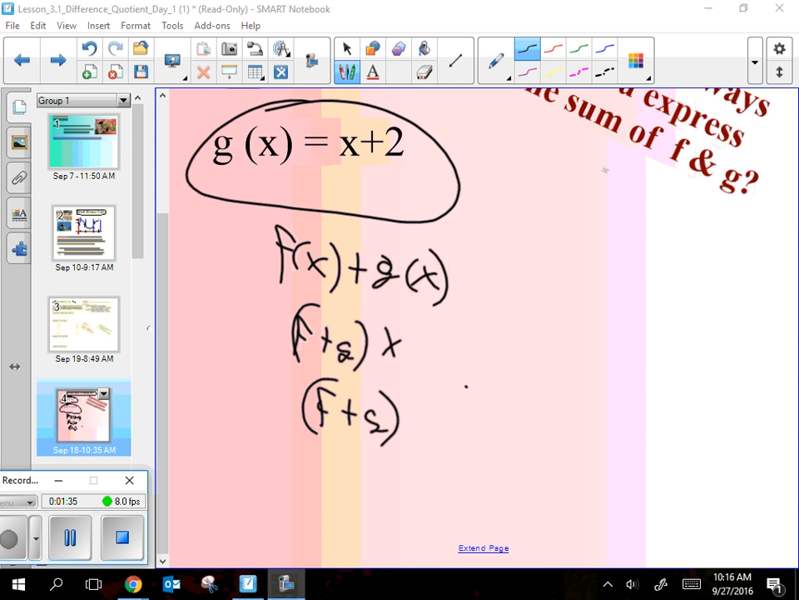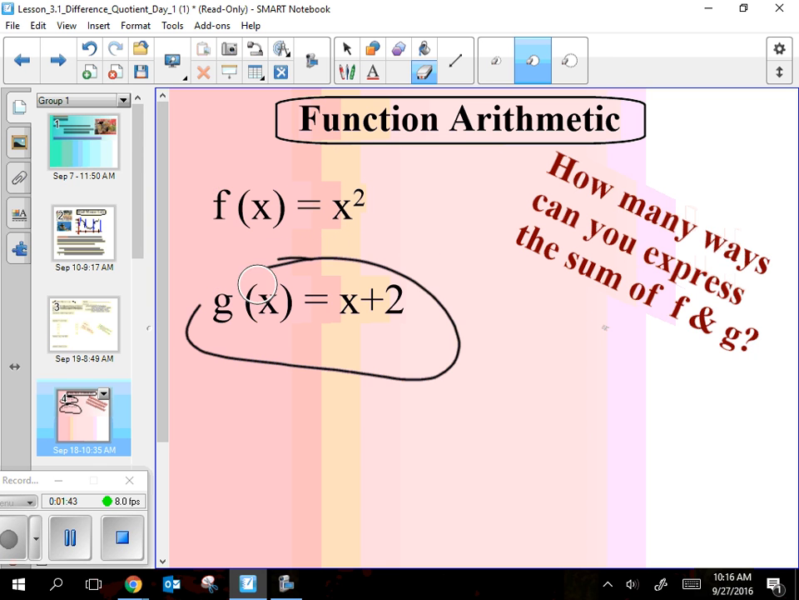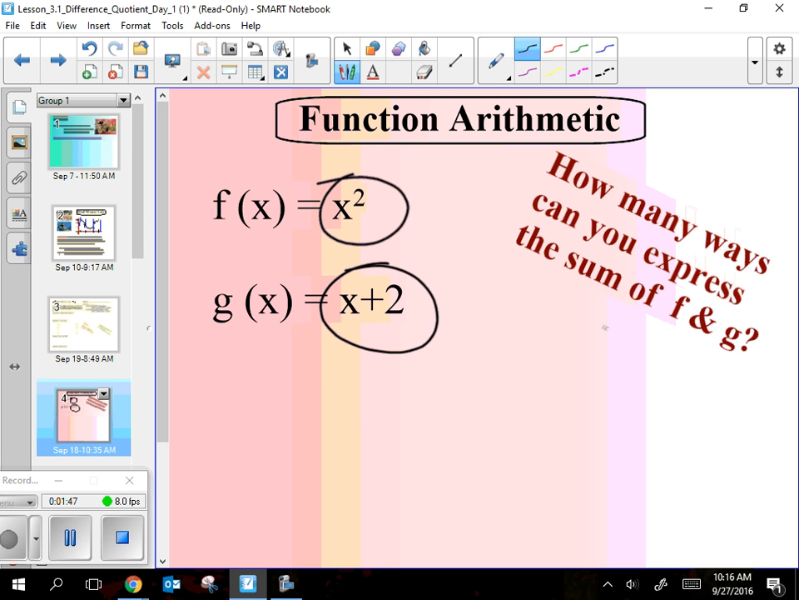All right, so how do you actually add them? Oh my gosh. You just add them together. You just say this plus this. So it's x squared plus x plus 2. That's it. Done. Adding them is super simple.